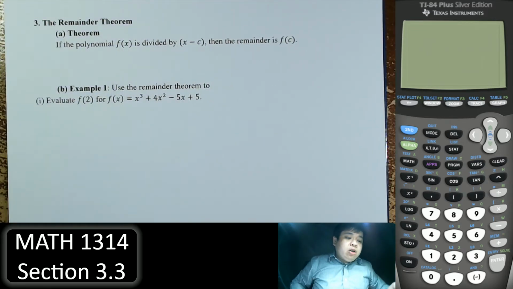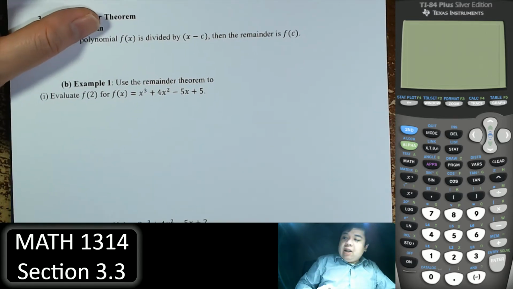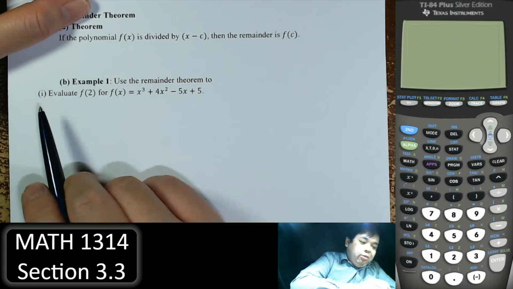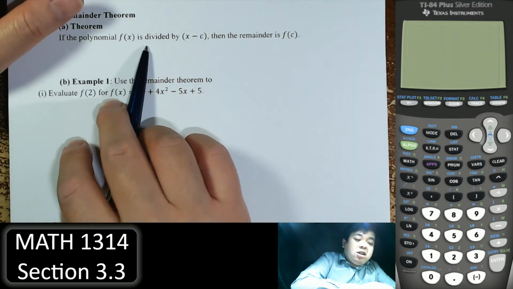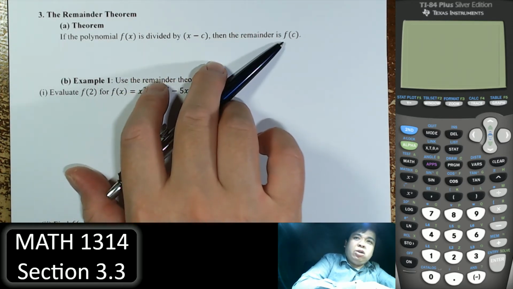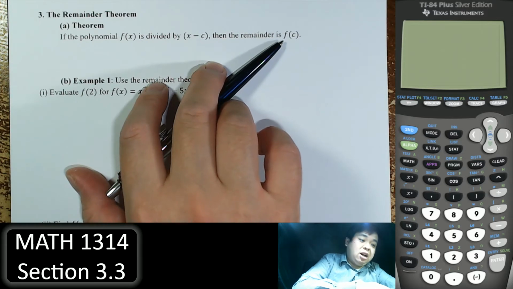Now we just focus on two theorems that go with it that help us to utilize the synthetic division fully. So if a polynomial f of x is divided by x minus c, so that's where the synthetic division comes into place, then the remainder is equal to the value of the function at c. Well, that's actually very nice.